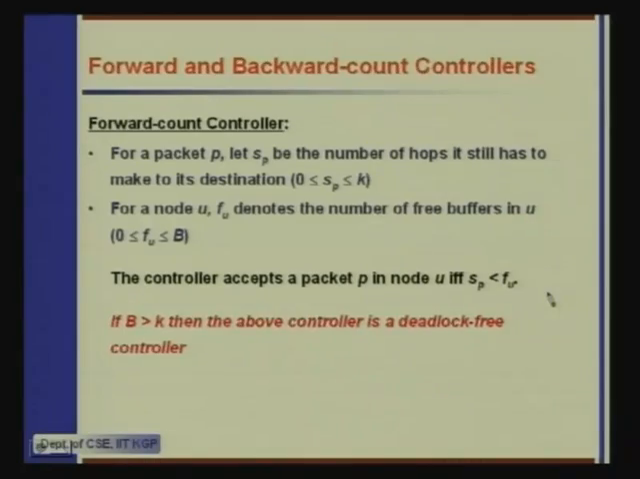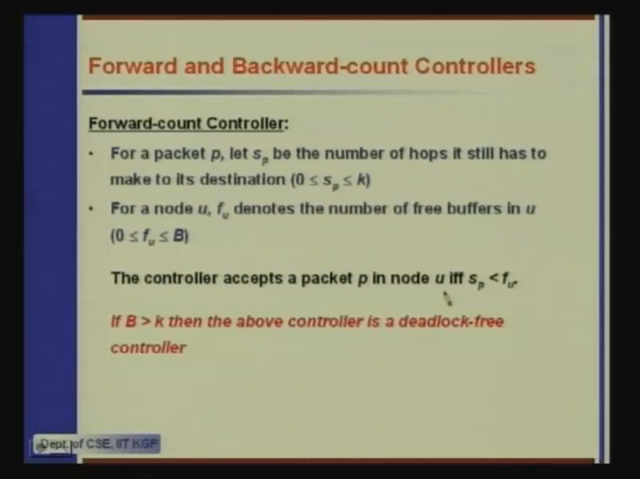I check how many free buffers I have, I look at the destination of the packet and compute the number of hops that it still has to go, and then I see whether this figure SP is less than the number of free buffers. If so, then I accept the packet, otherwise I reject the packet. Okay. This is a simple algorithm, but the interesting thing is that this simple algorithm is a deadlock free controller. So, it guarantees that there will be no deadlock. Okay. How do we prove that?